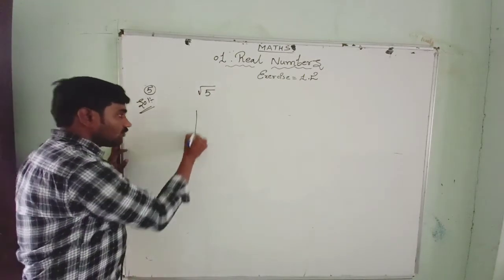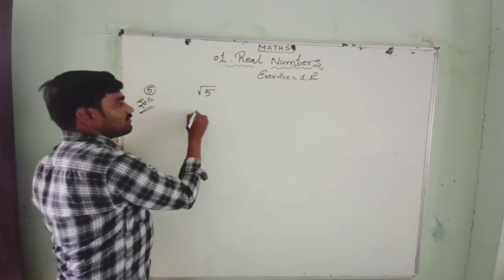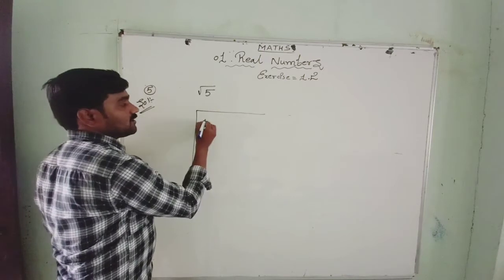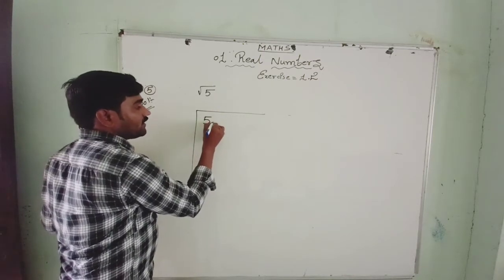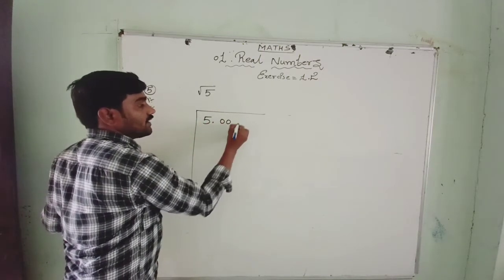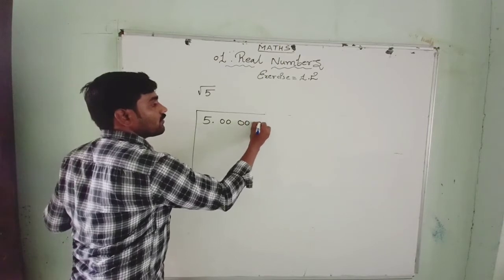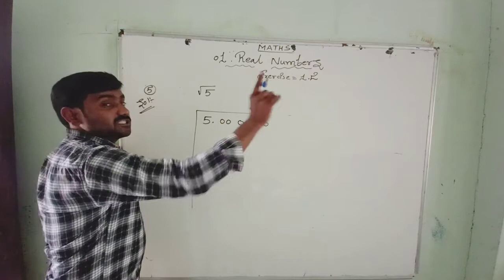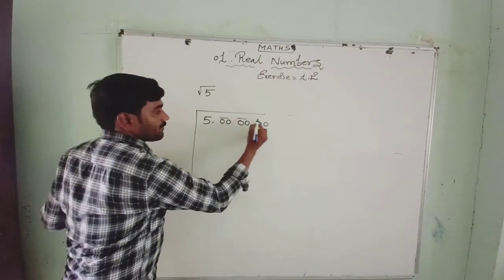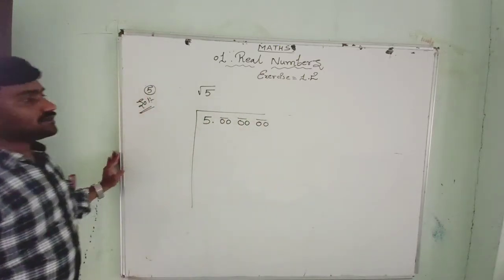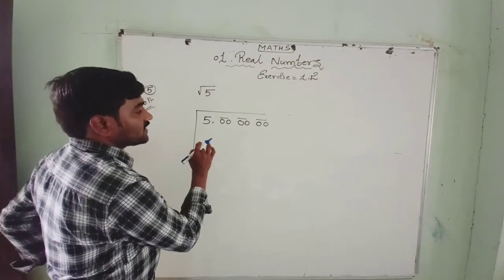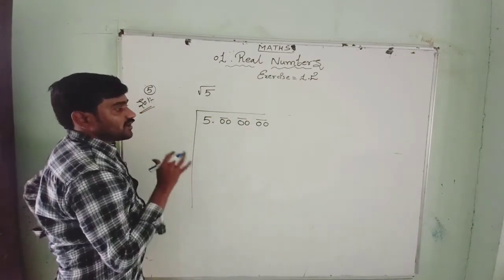So, see here how I am going to do it. First, we have to make it like this. Up to 3 decimal places, so 5 point, take 3 pairs of zeros. 1, 2, 3. Three pairs of zeros you take, because it is up to 3 decimal places. So, make it a pair. Finished? Now, see, this kind of division we have done in the 6th chapter in the 8th class. The same kind of division we are going to do.